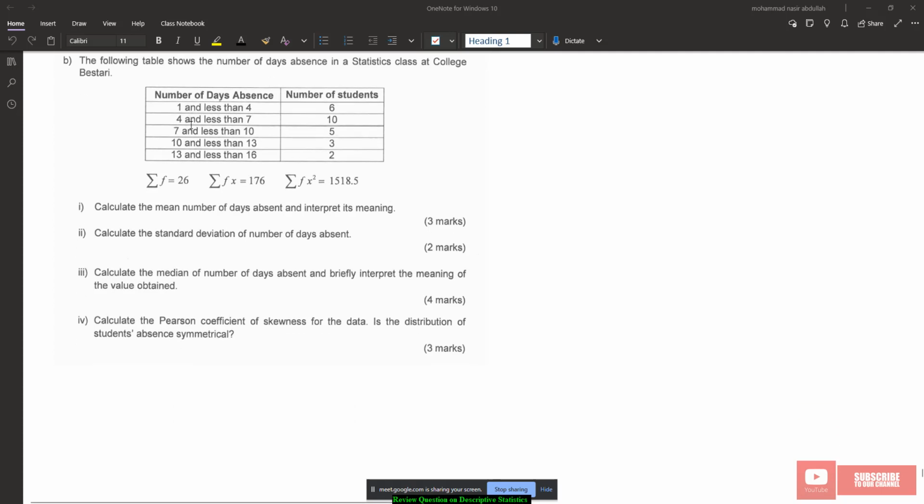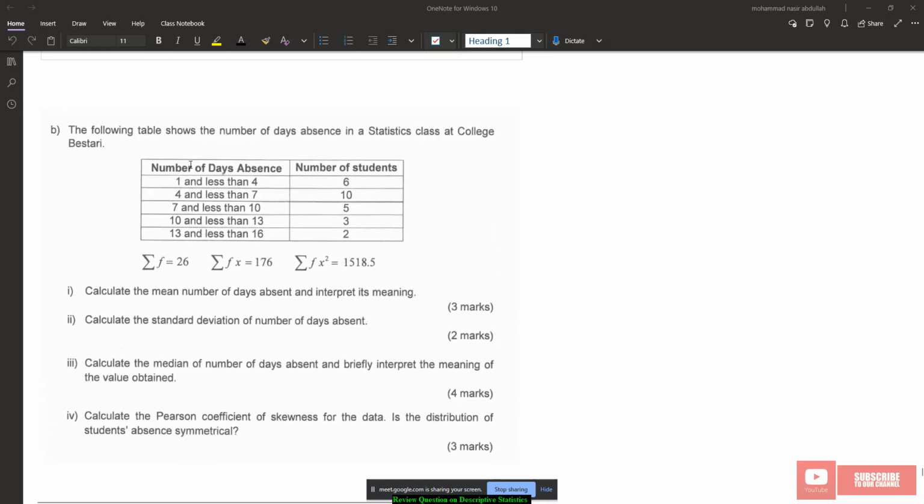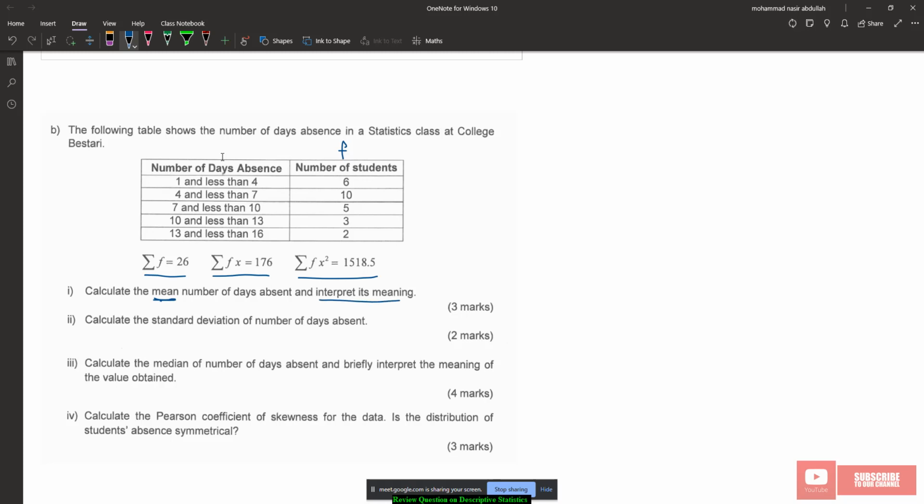Look at the question. The following table shows the number of days absent in a statistics class at College Bestari. So we have a class, right? The number of days absent, and the number of students is our frequency. They give us the value of summation of f, summation of fx, summation of fx square. They want us to calculate the mean number of days absent and interpret the meaning.